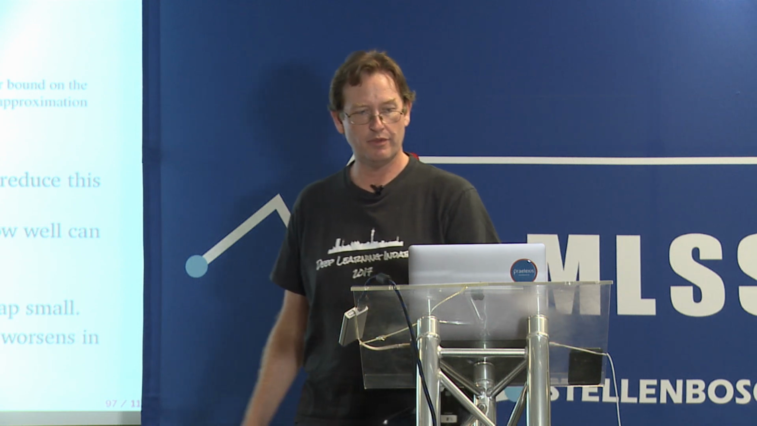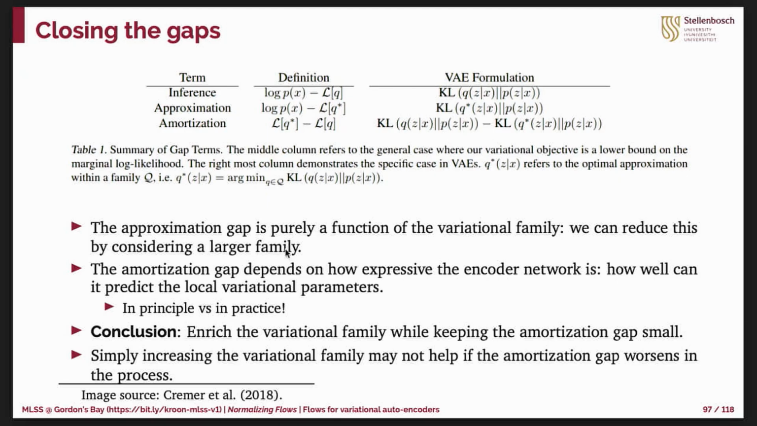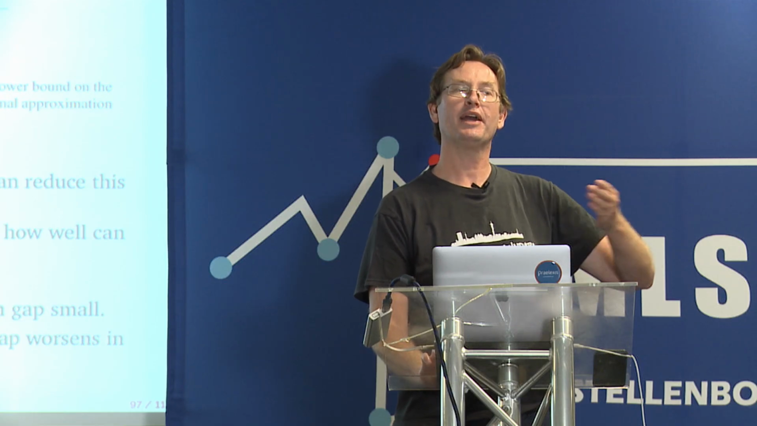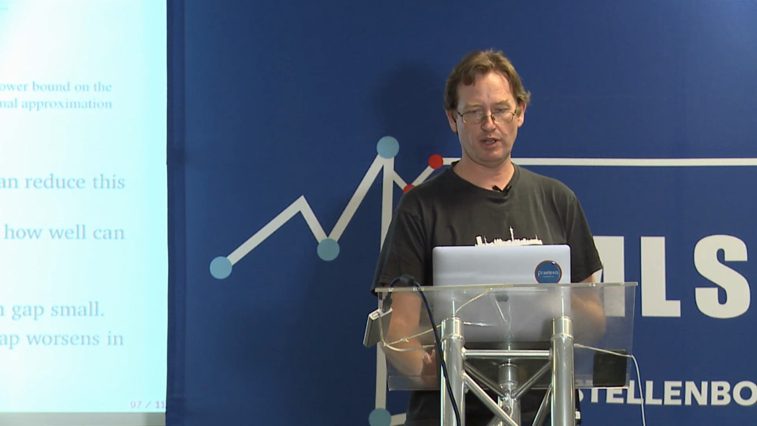So our aim then is to enrich the variational family, which reduces the approximation gap, but we want to enrich it in a way that keeps the amortization gap small. Okay, so we don't want to make a very big network and then we can't fit it well. That would not help. We want bigger, better networks that we can still train well.